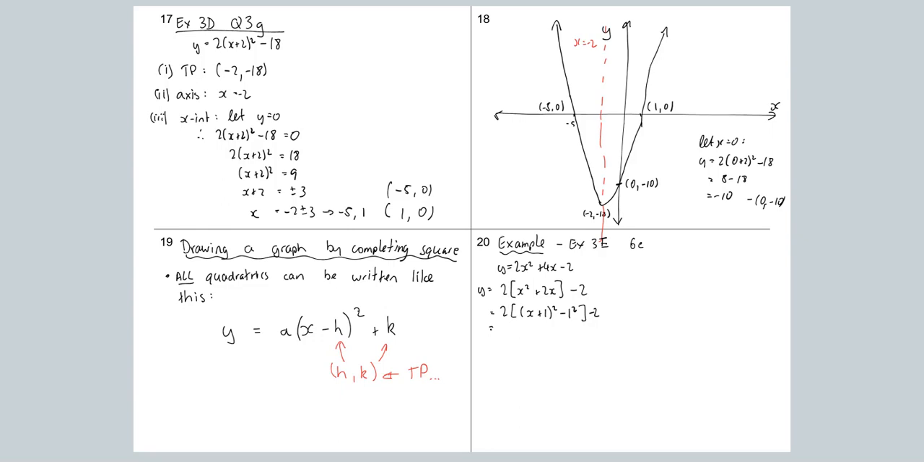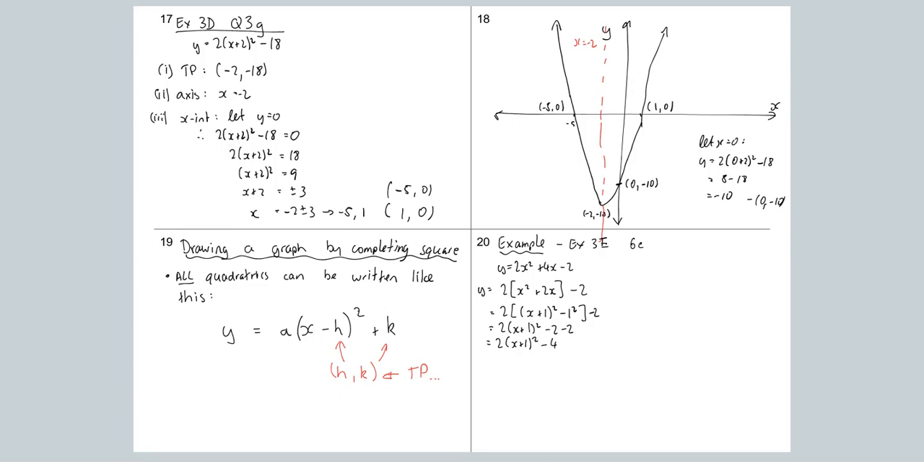And then we expand, so that's 2 outside of x plus 1 all squared. 2 times minus 1 is minus 2, minus 2. And that gives me 2 outside of x plus 1 all squared, minus 4. Okay, so that's fine. So that gives us our turning point form.